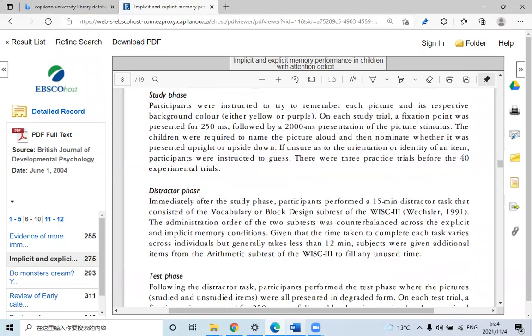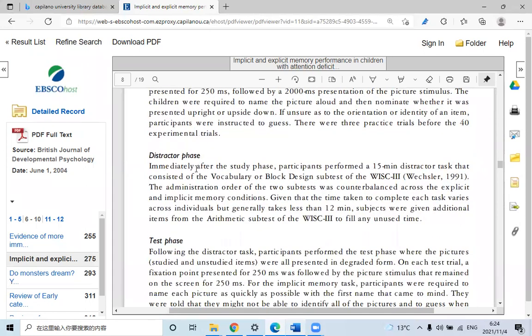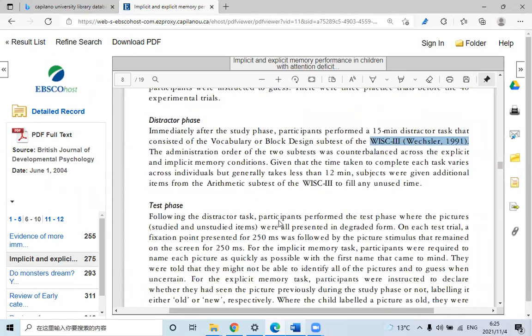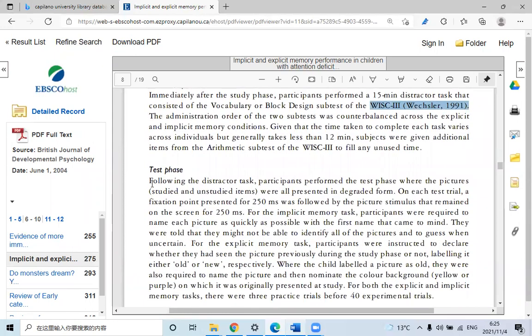And then in the distractor phase, participants performed a 15 minutes distractor task that consisted of the vocabulary or block design. Yeah, this is part of the IQ test, we talked about the IQ test, right? In the class. That's a distractor. It's basically a filler task. And then you have the test phase.